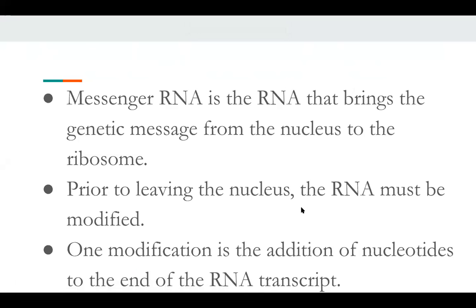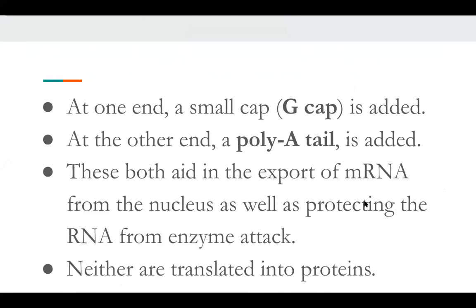So the first thing we're going to do is we're going to add nucleotides to the end of the RNA transcript. At one end, we're going to have a G cap, and at the other end, we'll have a poly A tail. So basically what those do is they allow the RNA to go into the cytoplasm, and if there were enzymes that came and tried to attack the RNA transcript, it would just take off non-coding parts of the RNA.